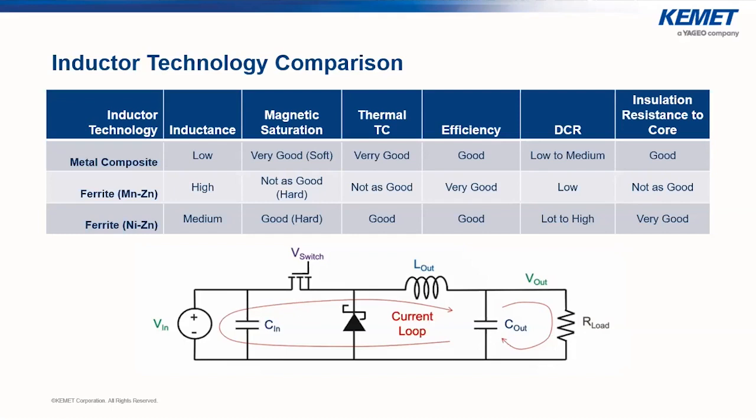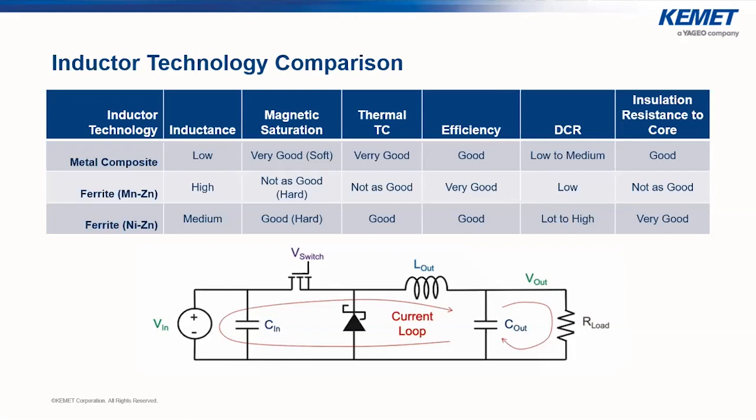The higher the temperature, the lower the current that it saturates. So metal composite, because of the way it is structured, with the distributed air gaps and the alloys that are used, we talk about a soft saturation. Instead of the inductance going flat and then plummeting off a cliff at a certain current and temperature, what will happen is it will slowly and gradually drop off as you go up in current and also up in temperature.